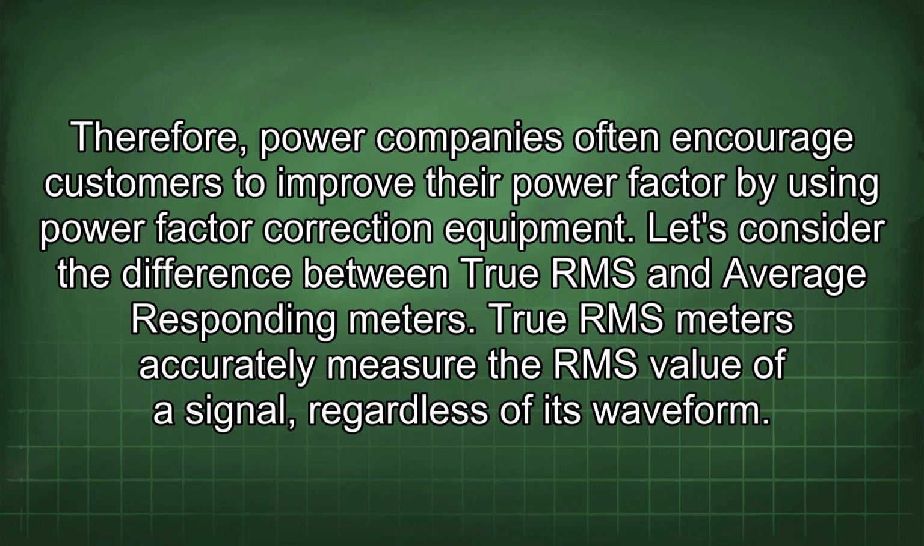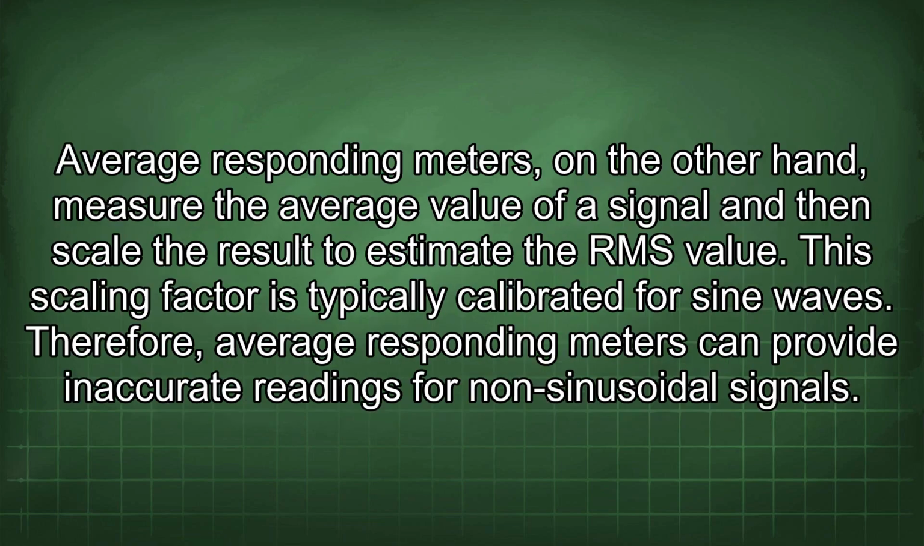Let's consider the difference between true RMS and average responding meters. True RMS meters accurately measure the RMS value of a signal, regardless of its waveform. Average responding meters, on the other hand, measure the average value of a signal and then scale the result to estimate the RMS value. This scaling factor is typically calibrated for sine waves. Therefore, average responding meters can provide inaccurate readings for non-sinusoidal signals.